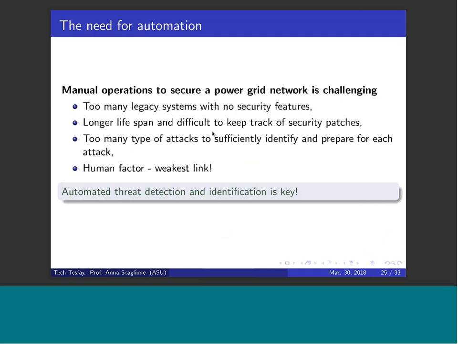And there are already so many reports of possible attacks on those devices, or even on the more modern, updated devices. So it's very difficult to perform manual operations to secure this grid. And there is also the weakest link, which is the human factor, who do not necessarily follow the security policies and do the necessary security operations to secure the grid. So that's the reason why automation is necessary.